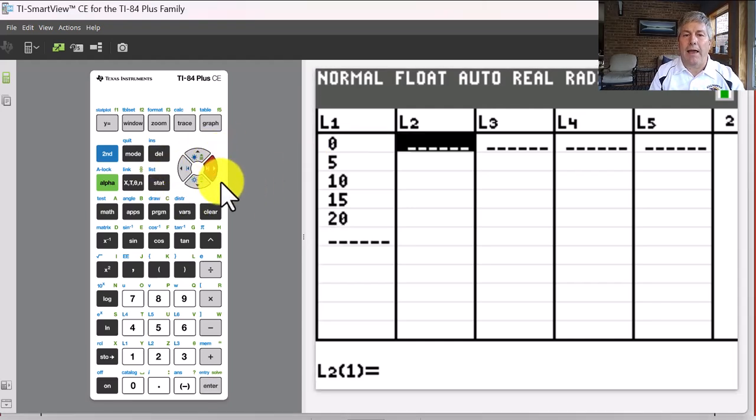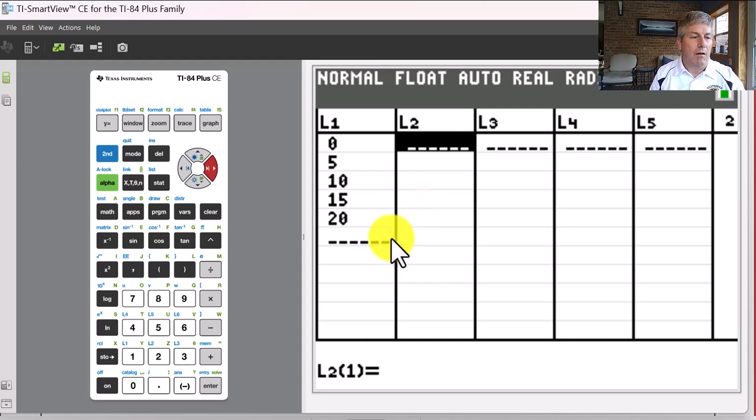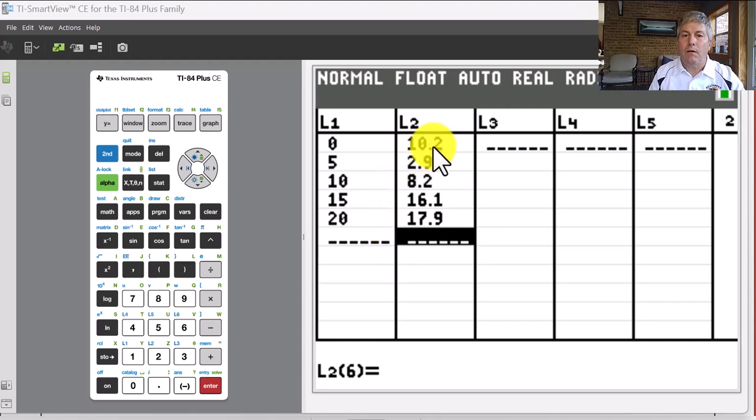So I put my x's into list 1: 0, 5, 10, 15, and 20, and I'll put my y's into list 2: 10.2, 2.9, 8.2, 16.1, and 17.9. So I'll probably have a y window somewhere between 0 and 20 or 0 and 25 when I set my window. So my y's are all input. I look and double check.